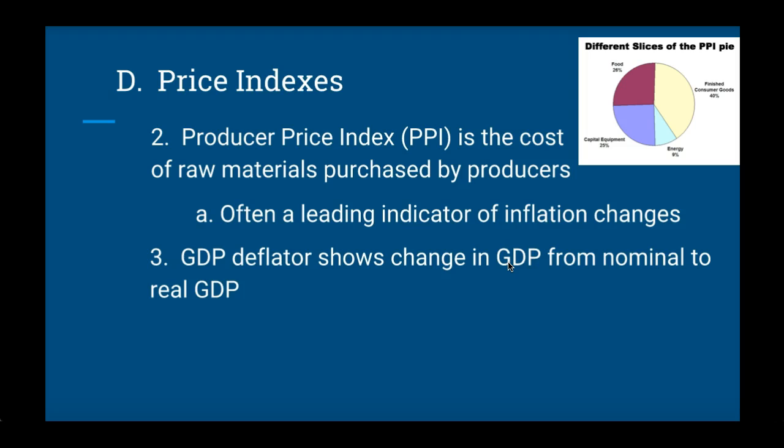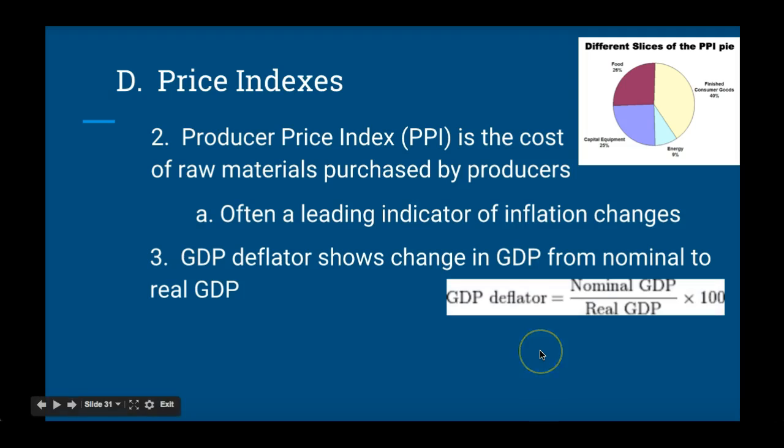All right, the last price index, and it's kind of, but not really a price index, is the GDP deflator. The GDP deflator basically shows the changes in GDP from nominal to real GDP. It looks like a price index and it kind of acts like a price index, so that's why we explain it that way. So in order to figure out the GDP deflator, we take the nominal GDP divided by the real GDP multiplied by 100.